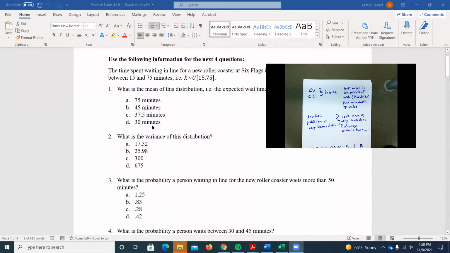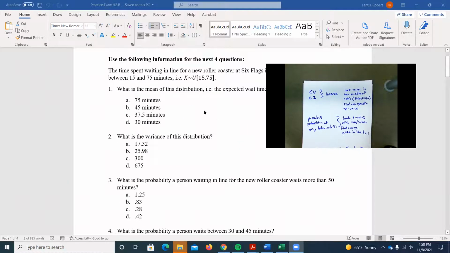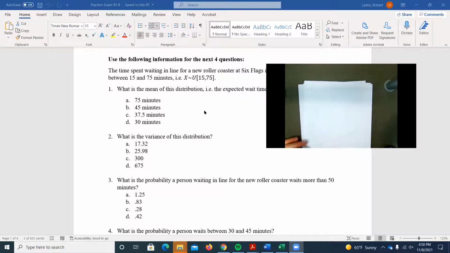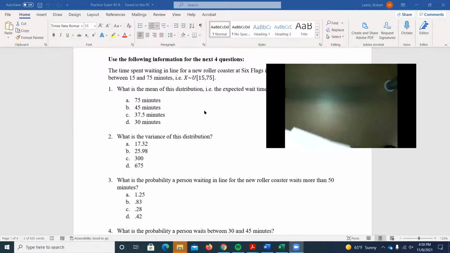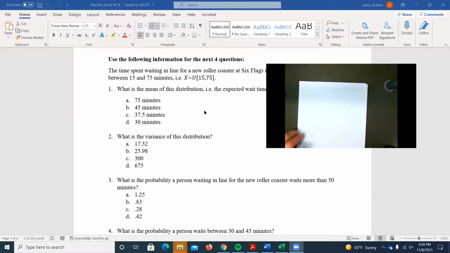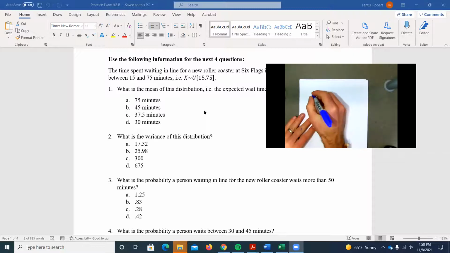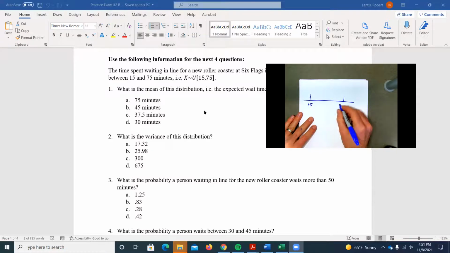So we'll go back and I'll do some of this uniform distribution stuff just because I haven't seen it in a while, and it should be easy points if we do a little bit of review on it, right? So we've got this situation. We're thinking about the waiting time in line for a roller coaster at Six Flags, and the waiting time is somewhere between 15 and 75 minutes, uniformly distributed. So I first ask, what's the mean? And then the second question is, what's the variance?